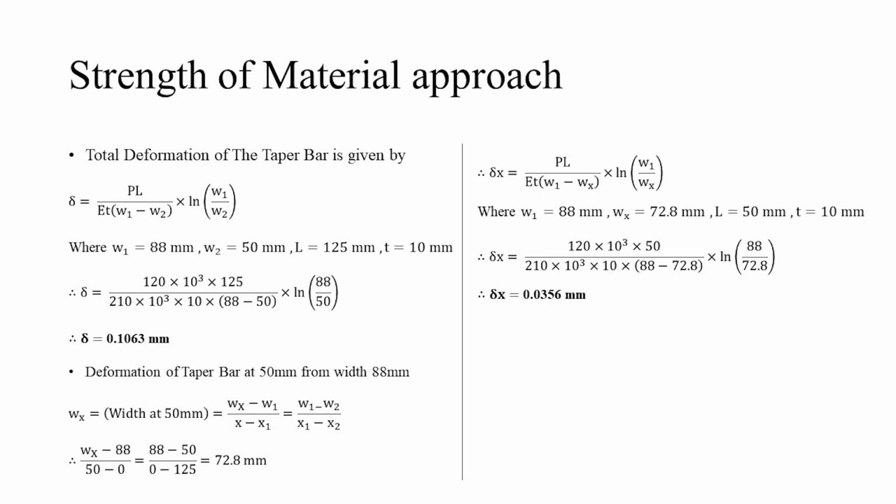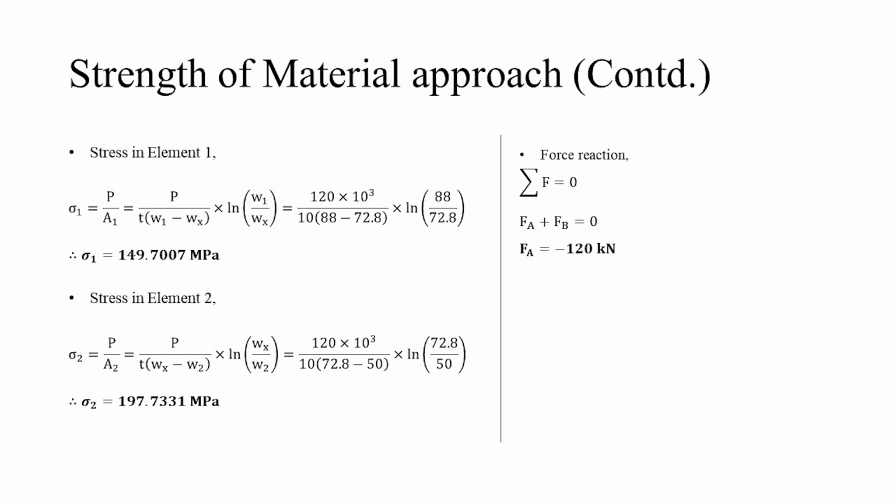The total deformation is calculated using an analytical formula. And to find the deformation in between the bars, we need to calculate the width at the required location. Since the taper is linear, the width is easily calculated. Then the same formula can be used to calculate the deformation at the required location. The stress is also calculated using analytical relations.